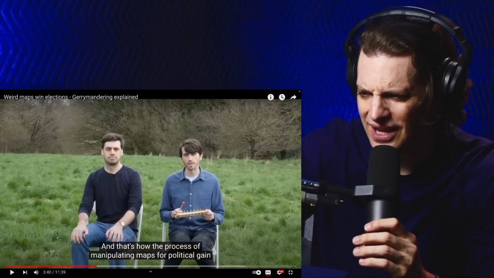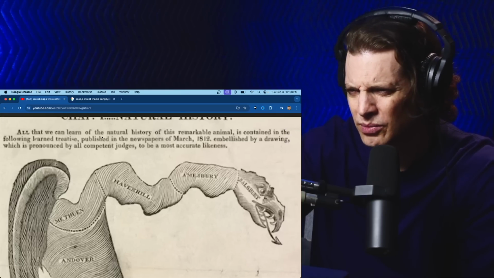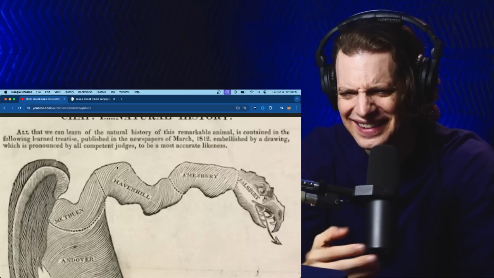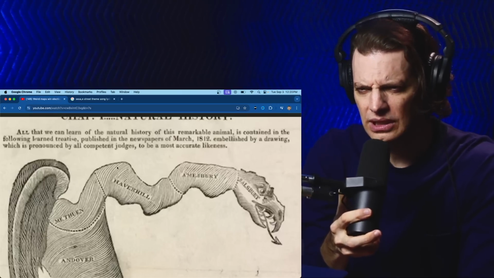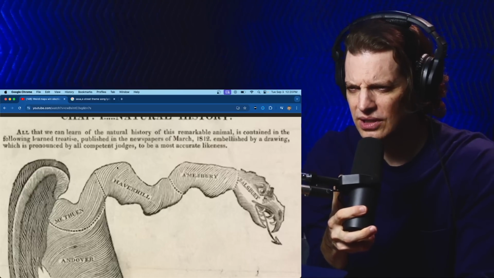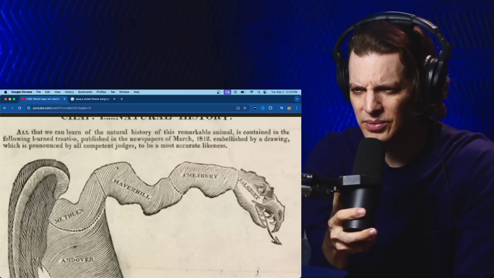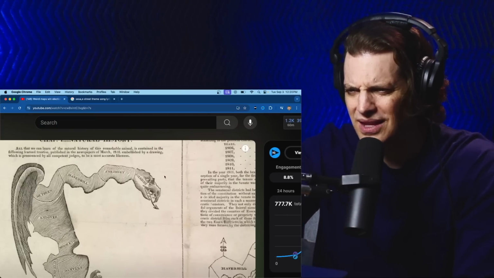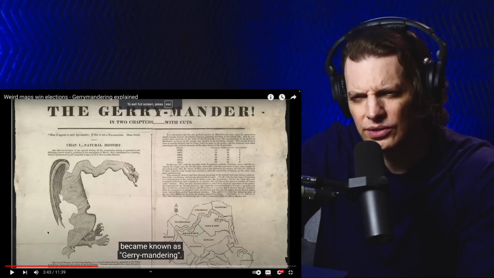Hang on, was that a real newspaper? All that we can learn of the natural history of this remarkable animal is contained in the following treatise, published in the newspaper in March 1812, embellished by a drawing which is pronounced by all competent judges to be a most accurate likeness. Is that a Matman thing, or is that... Yeah, I think that's real. There's no jokes in there, I don't believe. And then everyone started pronouncing it wrong.